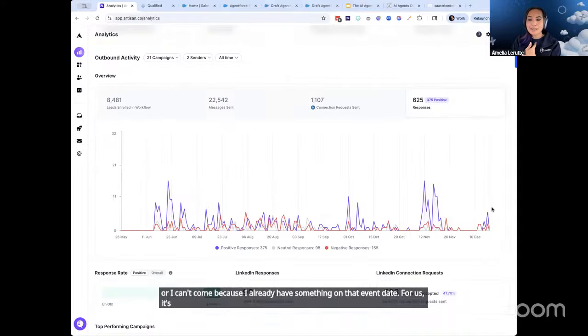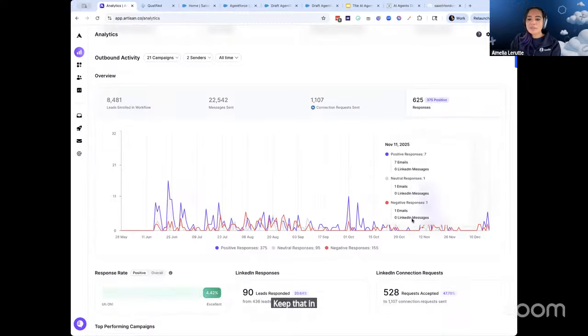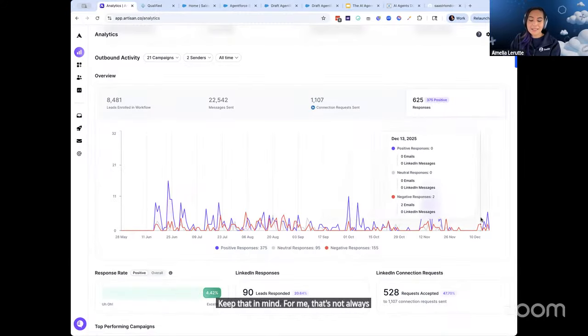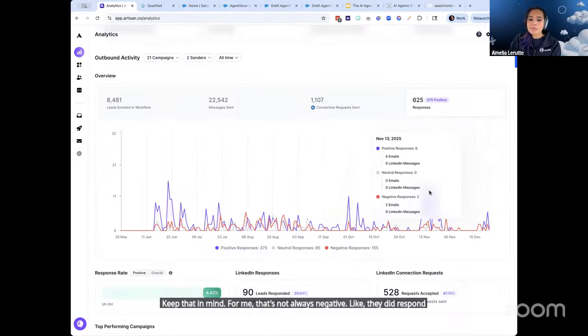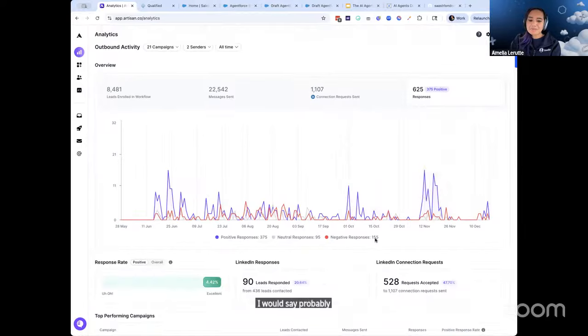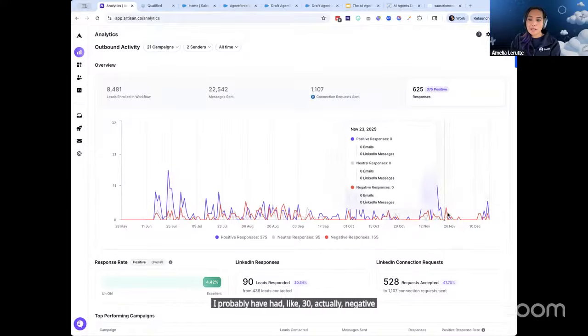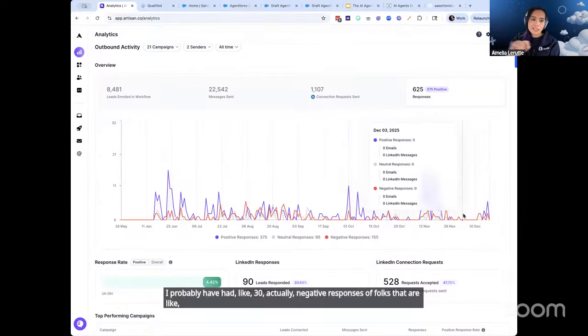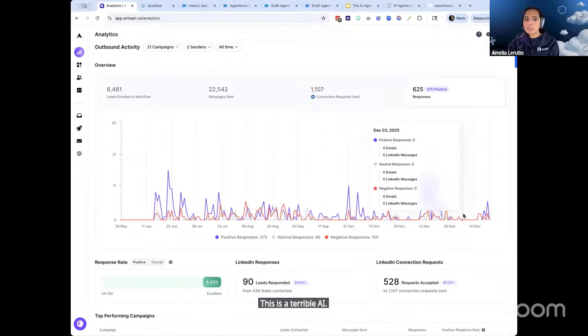For us, it's counting that as a negative. So just keep that in mind. For me, that's not always negative. Like, they did respond. I would say I probably have had like 30 actually negative responses of folks that are like, this is a terrible AI. And I'm like, okay, that's okay.